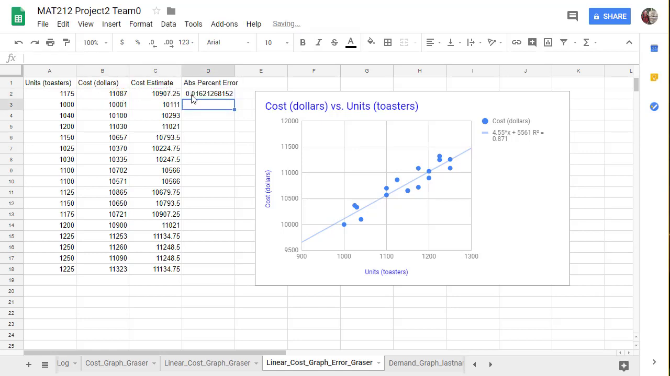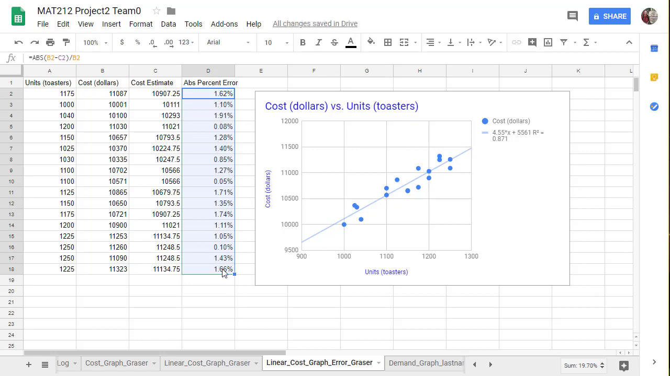Press enter and it gives me that decimal. I want to convert that decimal into a percent, so I'm going to click on it and then go up to the bar where I see percent, and format that as a percent. What that tells me is the line is missing the point by 1.62%. That's not very much. I need to put that in all of those cells below it, so I'm going to grab the fill box, drag it down, and that calculates how much I'm missing each one of these. Notice that there's one that it's only missing by 0.05%. That's because the point was at 10,571 and the line is at 10,566.